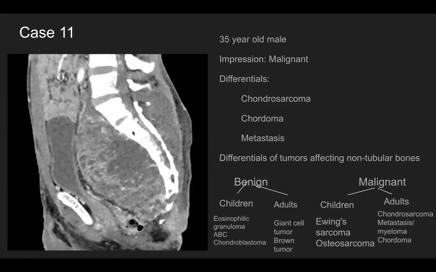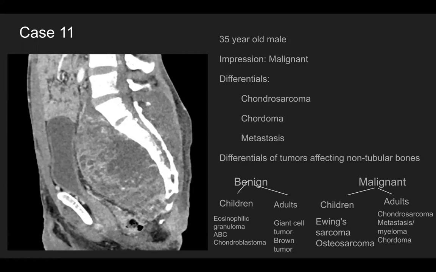So this is the sacrum, as we can see, and it was finally a chondrosarcoma. I followed up this patient, and this patient was diagnosed with a myxoid chondrosarcoma. Now, whenever we see a tumor in a non-tubular bone, that means a flat bone, such as the sacrum. Sacrum, though it is a vertebra, can be considered a flat bone. It is not like other vertebrae, like a lumbar vertebra. It is more or less flat in shape.